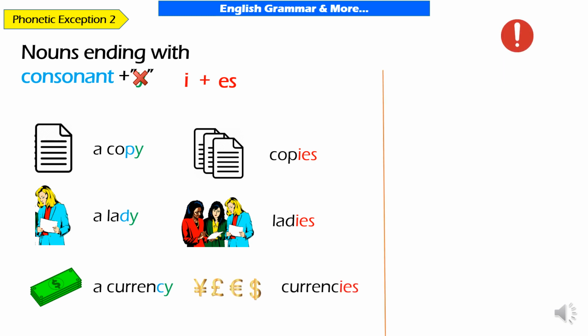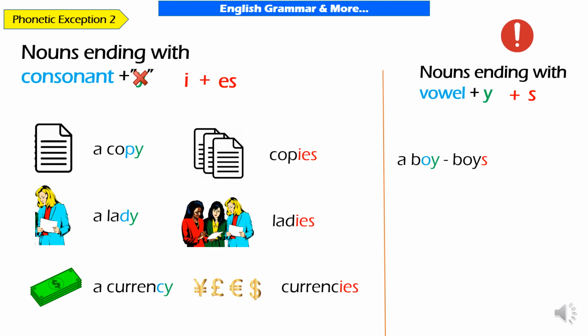Remember, this rule does not apply to the nouns that end with Y that's preceded by a vowel, because whenever we pluralize such nouns, we simply add S to the end of the noun. For example, a boy, boys. A key, keys. A holiday, holidays.